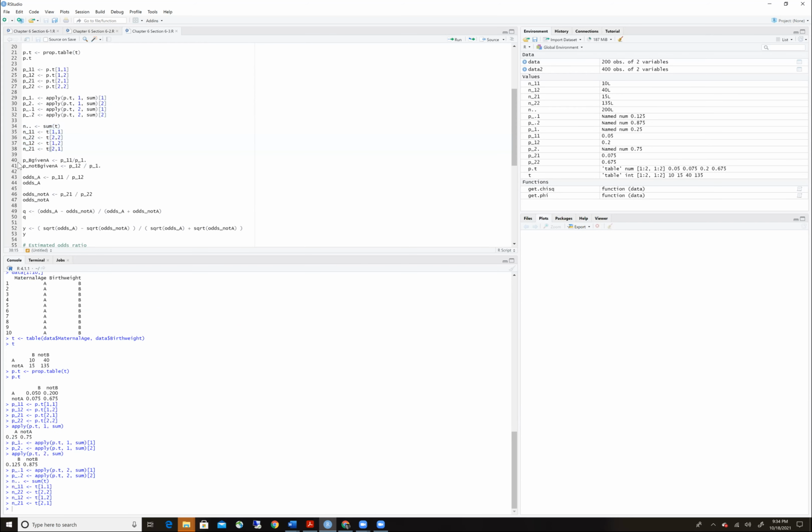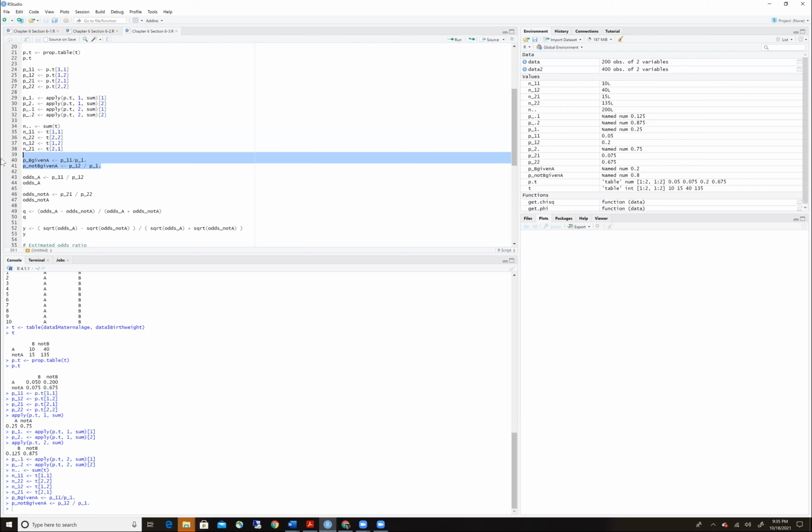All right. If I want to look at the probability of B given A, that is P11 divided by P1 dot, and P of not B given A would be P12 divided by P1 dot. These are similar to the equations in our book.